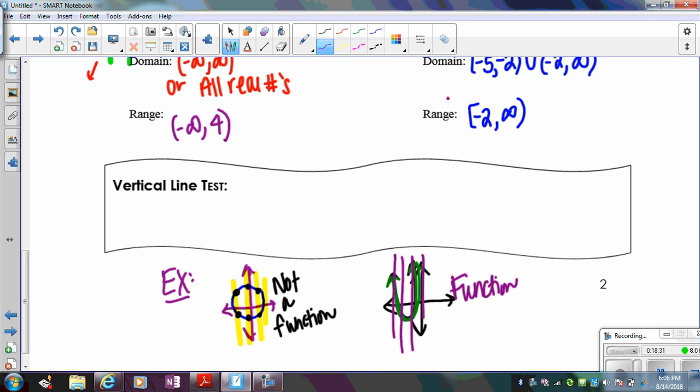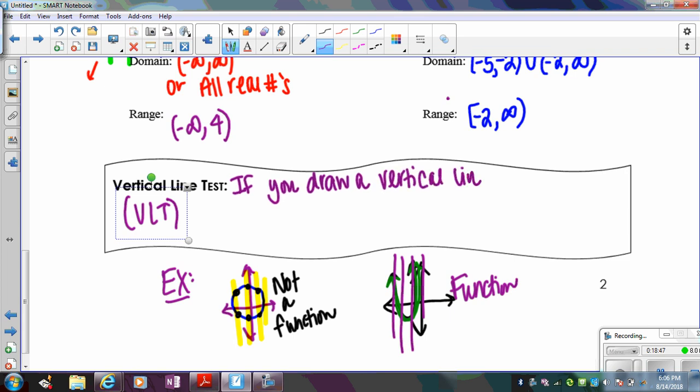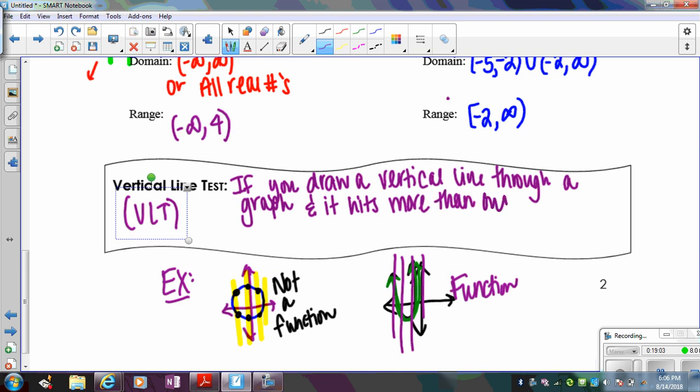So the vertical line test, often abbreviated as VLT, is if you draw a vertical line through a graph and it hits more than once, it's not a function. That's what the vertical line test says. And it only works really for graphs if you're graphing it.